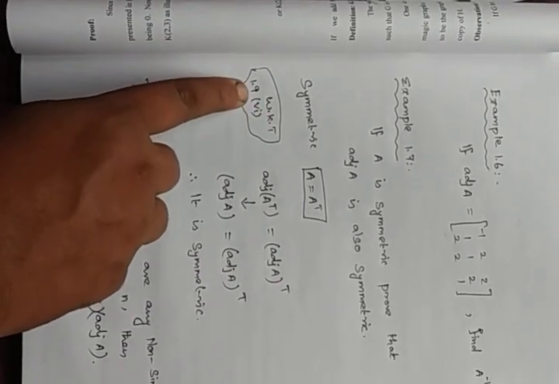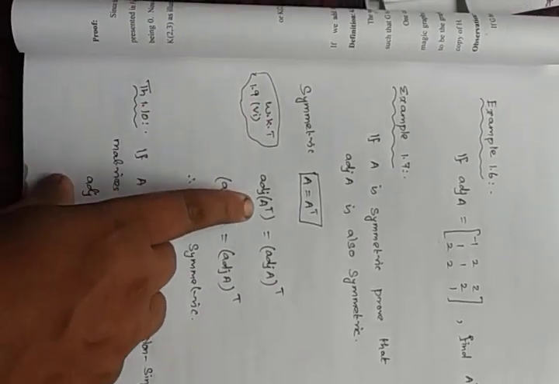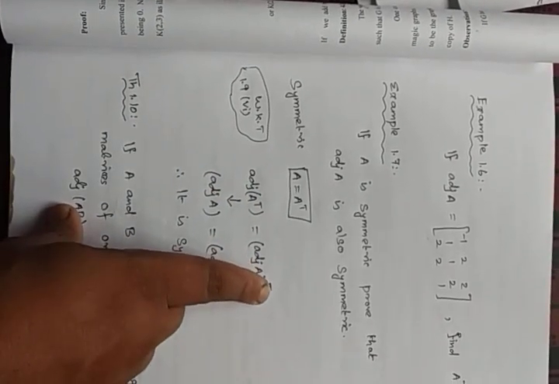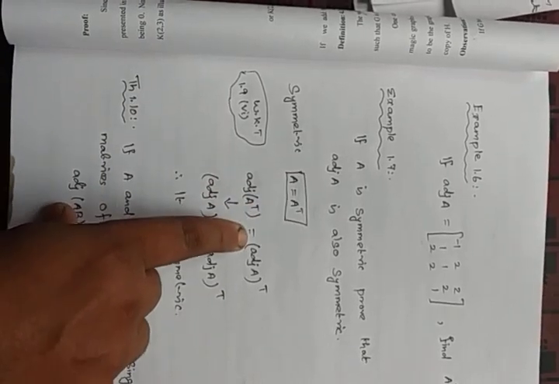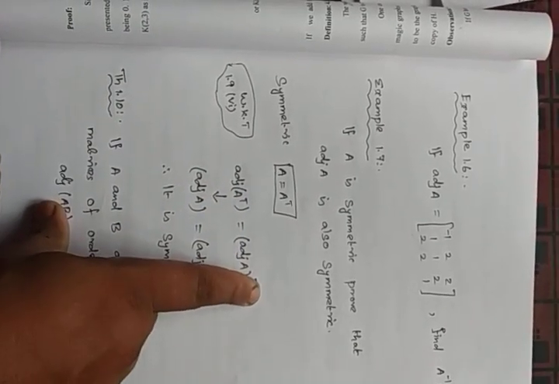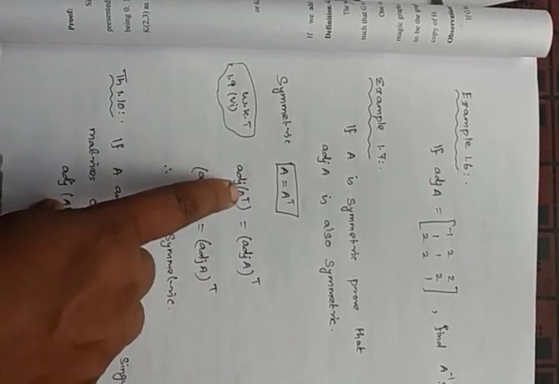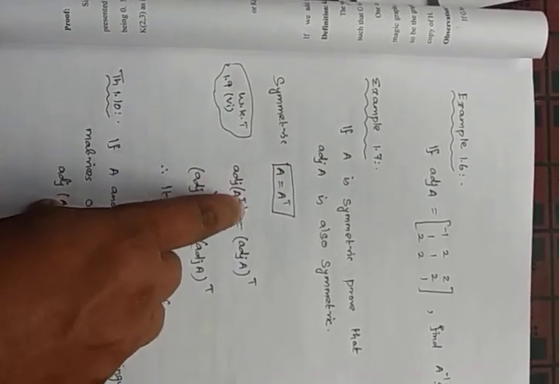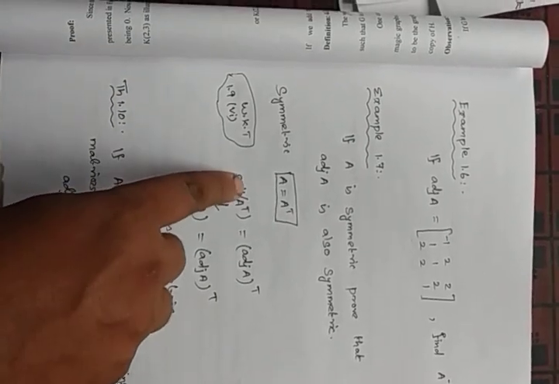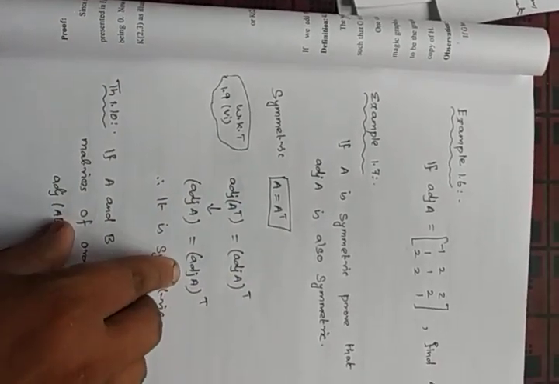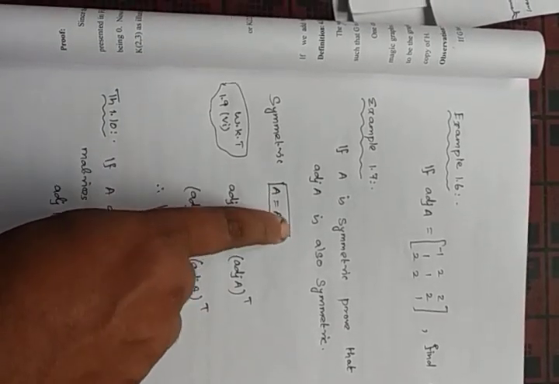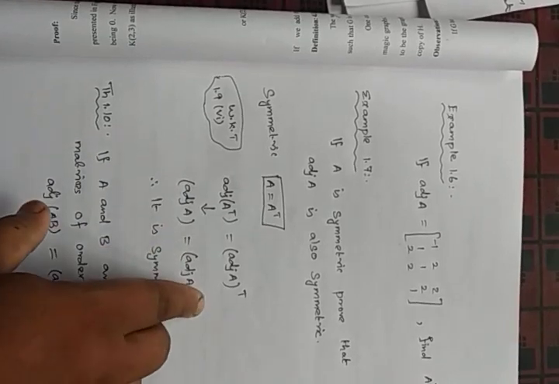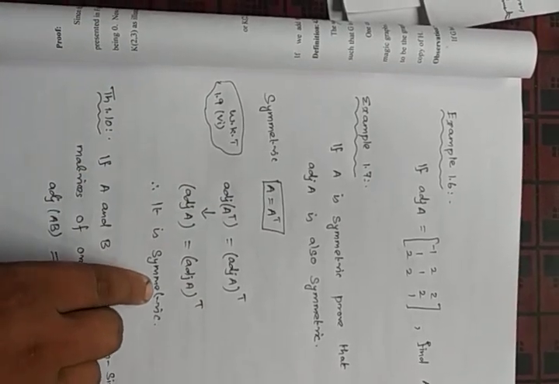We know from the theorem 1.96 position, adjoint of A transpose we can write as adjoint A whole transpose. As you know, A transpose is nothing but A, so this A transpose we can write as A now. This will become adj A. Here A equal to A transpose. Likewise, in place of A, adj A equal to adj A transpose is there. So we can say it is also symmetric.